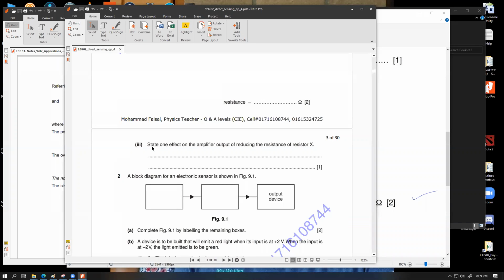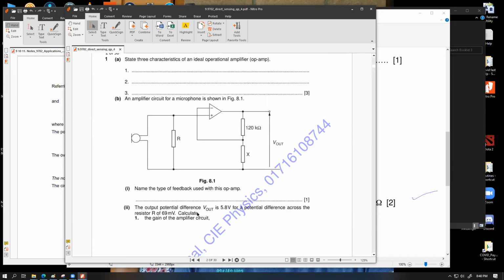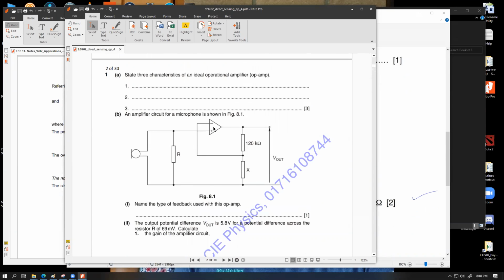I could have only written: the output increases. They have only asked for state, not explain. So you can write output increases. That should be enough. But I'm going to look at the mark scheme as well. Now, if the output increases, eventually one effect could be that it becomes saturated. But whether it is going to become saturated or not, we cannot essentially say because this circuit does not tell us the supply value of this op-amp. You can see in this circuit that, just to avoid complexity, they haven't shown us the supply voltages, the supply lines, because they can be omitted in many cases.